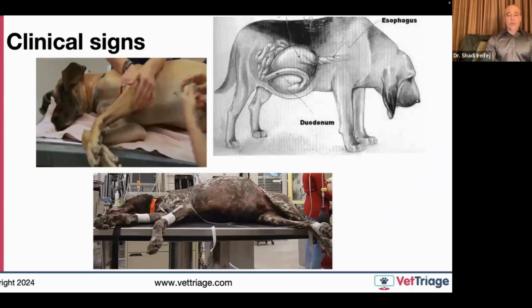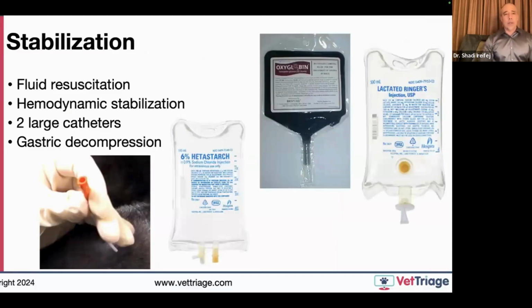We all are aware of the clinical signs. Here's your classic presentation: a large breed, deep-chested dog with an acute onset of abdominal distension, non-productive retching, drooling, pacing, seeming restless. And so for those of us in practice, if you deal with dogs and cats, you've probably seen this in dogs in your practice.